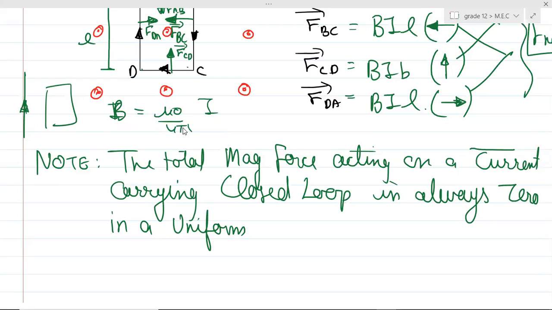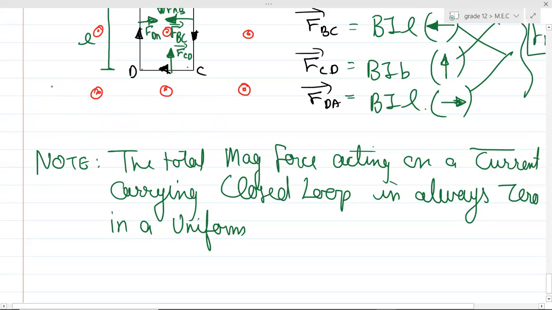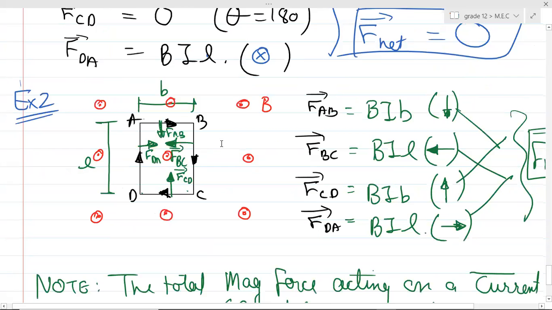You can't do that in the case of a uniform field. You can do this if the loop is very small as compared to the wire. So even if we tilt it and place it, it will be the same, and the force is zero. If it is tilted, one side like BC is coming out of the plane and AD is going into the plane, right?